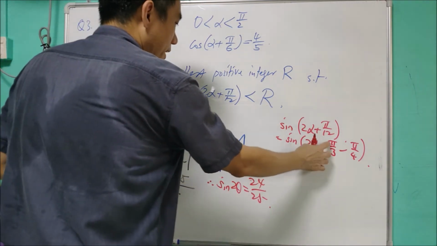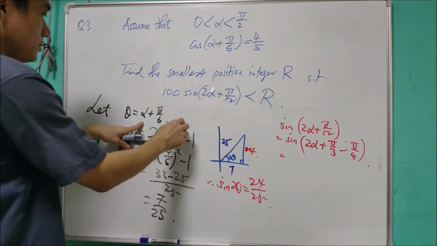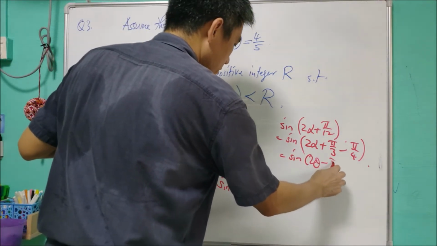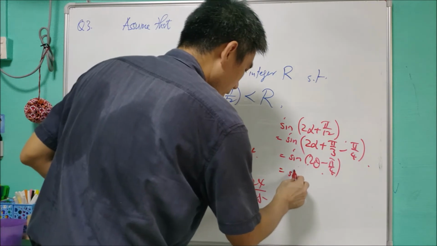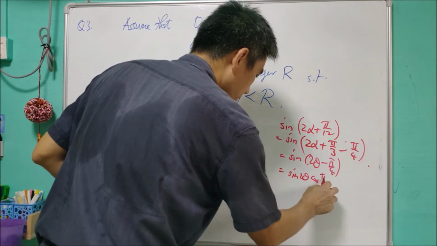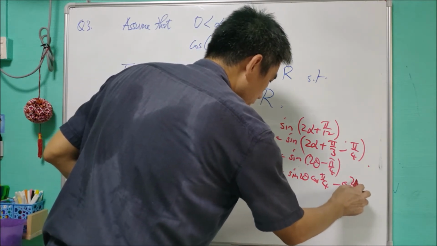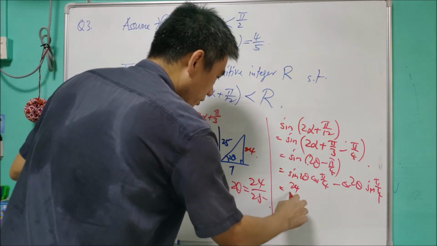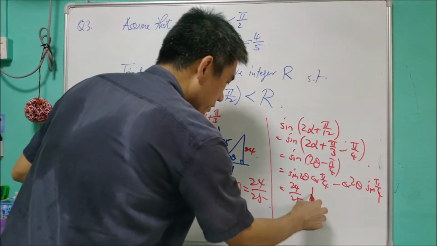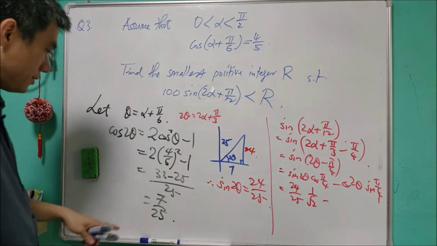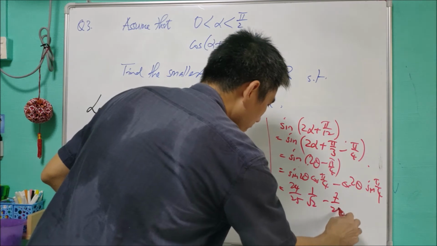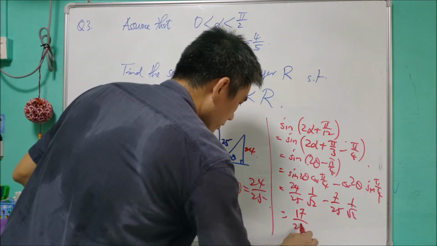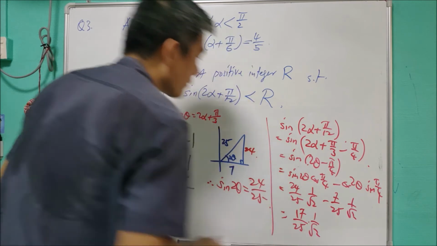And 2 alpha plus pi over 3 is equal to 2 theta. So this is sine of 2 theta minus pi over 4. So this is sine 2 theta cosine pi over 4 minus cosine 2 theta sine pi over 4. This is equal to 24 over 25 times, sine of pi over 4 is 1 over root 2, and cosine 2 theta is 7 over 25, times 1 over root 2. This is actually equal to 17 over 25 times 1 over root 2.